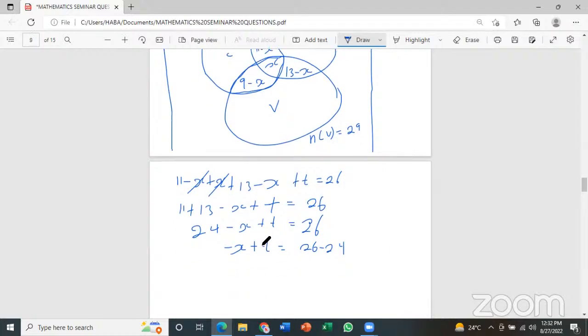Okay, I would suggest, are we there? Yes, sir. That we even shift the x and remain with only t, since our interest was to find those who play only tennis. So t will be equal to 2, then we add the x. Is that okay with everyone?